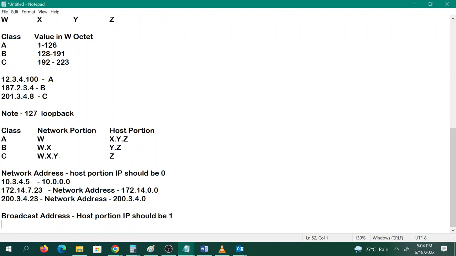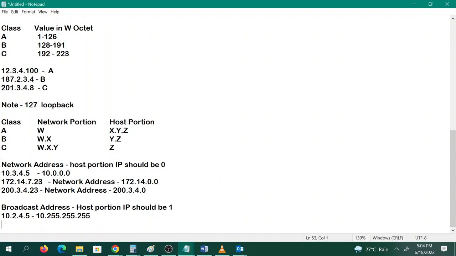Suppose for a class A IP, if you take the same example, 10.3.4.5, this IP comes under class A. In class A, the host portion is the last three octets, which should be all 1s. In 1 octet, if all the bits are 1, its value is 255. So the broadcast address for this IP will be 10.255.255.255.